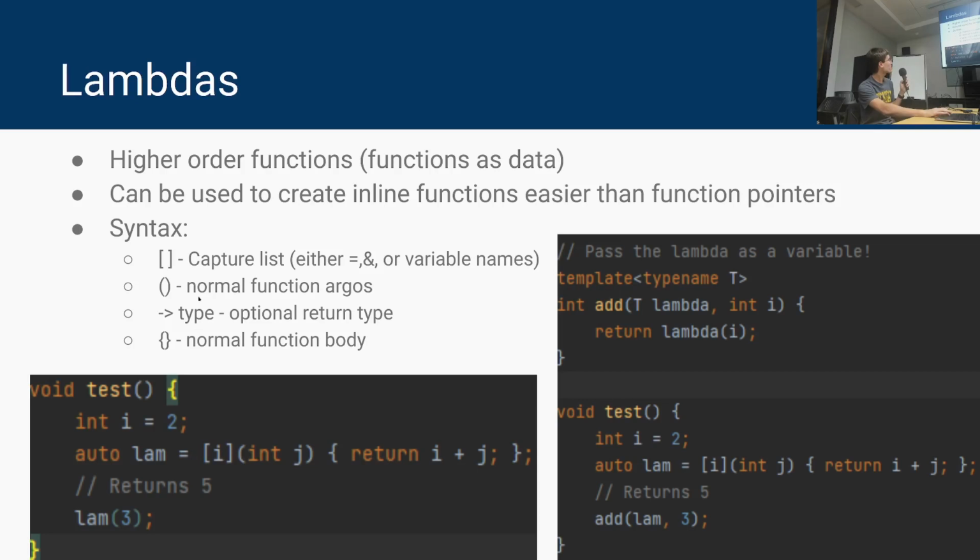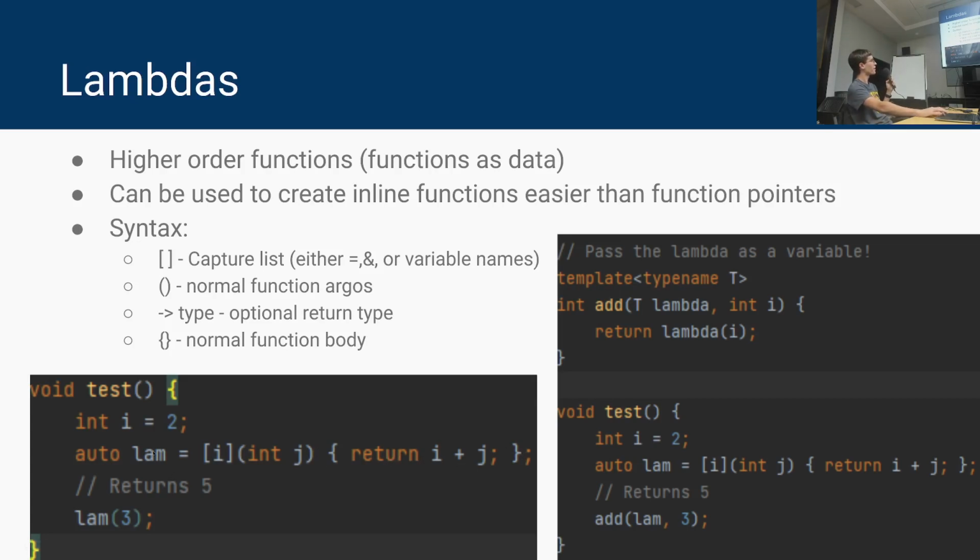The C++ syntax is a bit weird. It's a reference list, the function args, a return type, and the function body. So I have an example here. For example, this is a function that closes over i, I'll talk about that in the next slide. It has an argument of j, and it returns i plus j with an implicit return type.